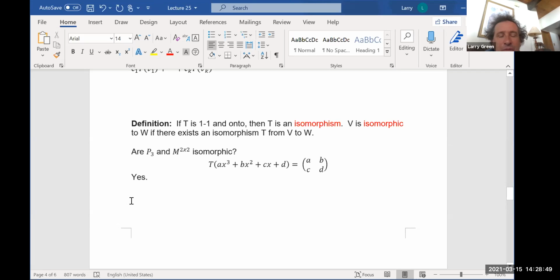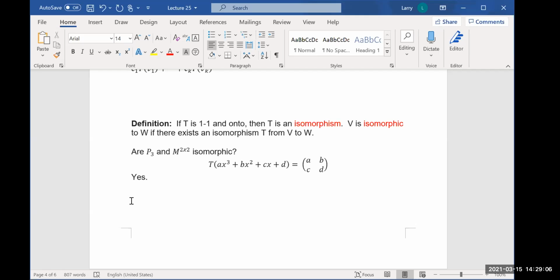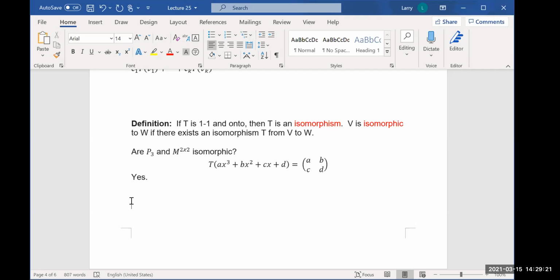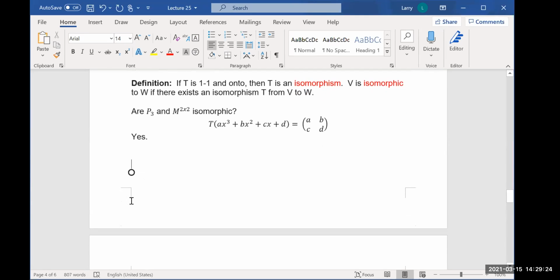So P3 and M2 by 2 are isomorphic to each other, even though they don't feel the same at all. Polynomials, some kind of curvy thing in the XY plane, versus matrices. Do they feel like they're the same things? They don't feel like it. But they are, at least they're isomorphic. Given one, you get the other. Any questions on that? Again, you just have to get used to weirdness, and once you do, it's not weird anymore.